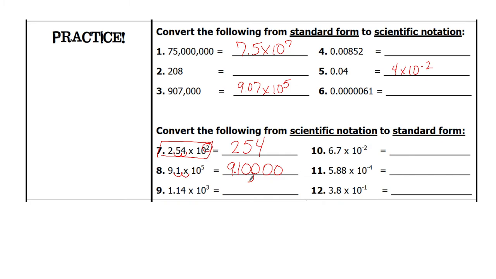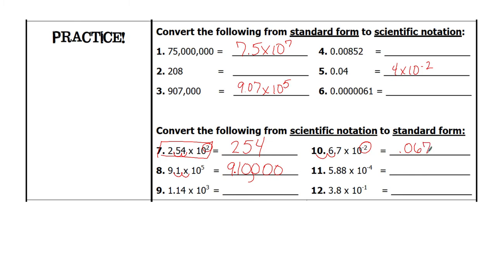Our next one, actually let's do a couple with negative. Let's try 10 and 11 with negative. So 6.7 times 10 to the negative 2. Instead of moving it to the right, I'm going to move my decimal point, since it's negative, to the left. So instead of it being 6.7 times 10 to the negative 2, it's 0.067.